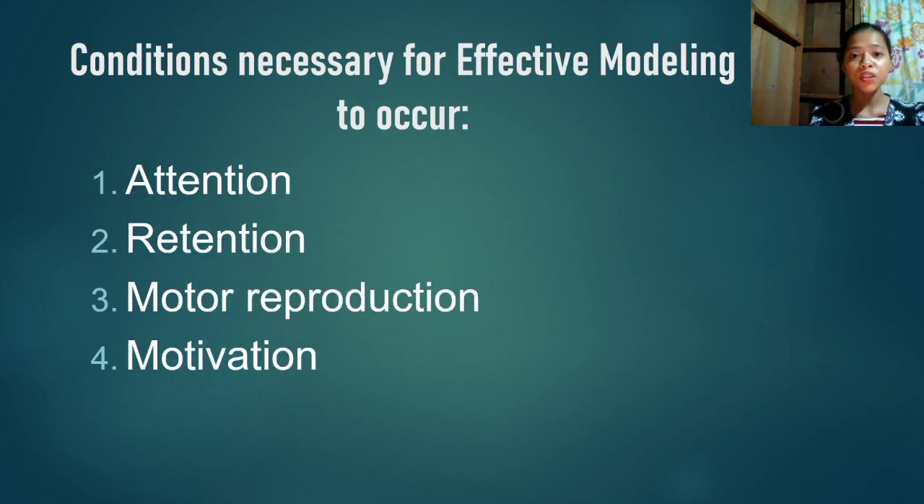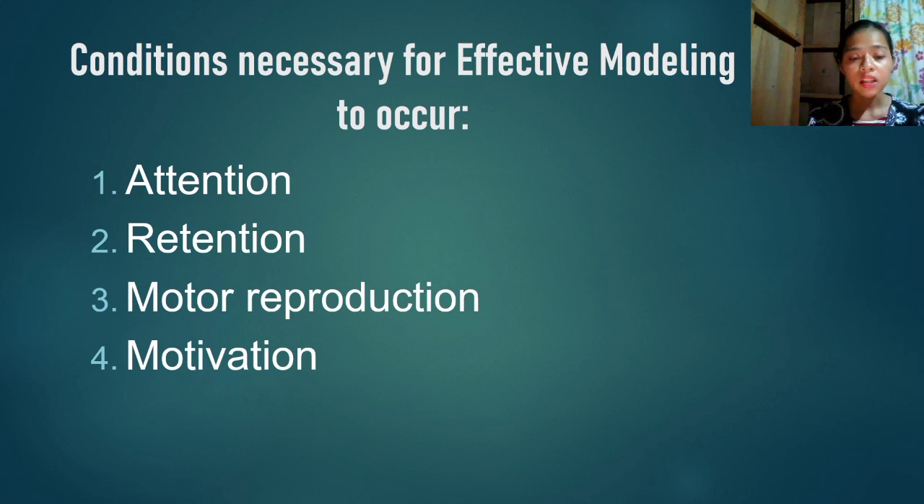So there are also conditions necessary for effective modeling to occur. Bandura mentioned four conditions that are necessary before an individual can successfully model the behavior of someone else. Number one, the attention. The person must first pay attention to the model. Number two, retention. The observer must be able to remember the behavior that has been observed. One way of increasing this is using the technique of rehearsal.